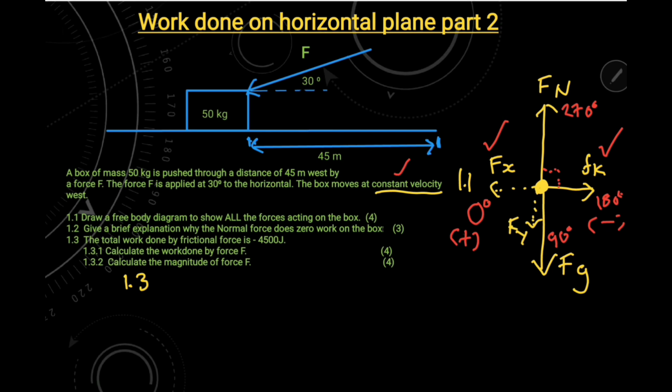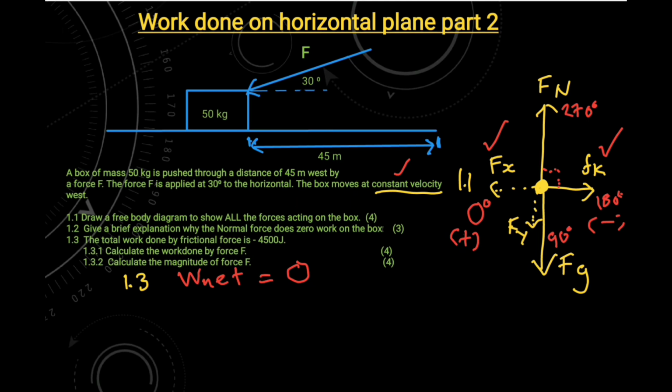So what then does this mean in terms of work? If an object is moving at constant velocity, it means its kinetic energy is not changing. So if the kinetic energy is not changing, then the object is not gaining any energy. Therefore, we can now say the net work that is done on this object must be 0.